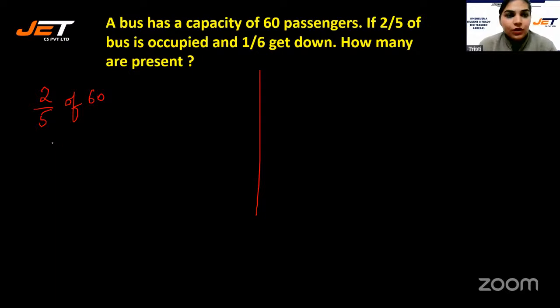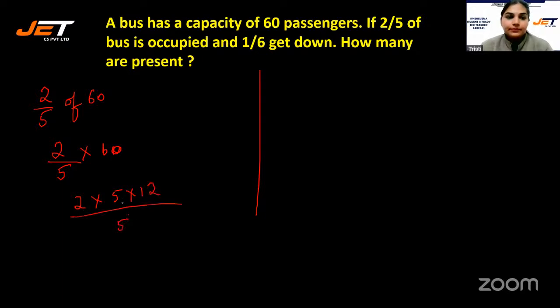So 2/5 of 60. If I talk about 2/5 of 60, 2 by 5 of means times 60 here, right? Calculate what is 2/5 of 60. So that means 24, 24 passengers. Now 1/6 get down.